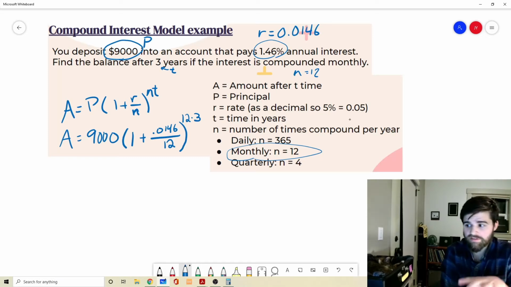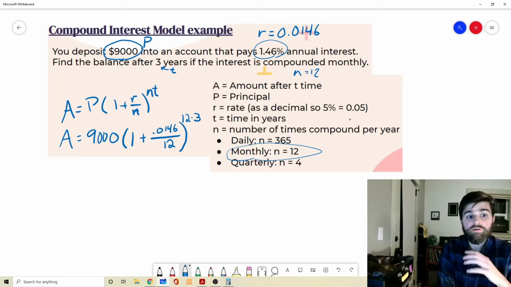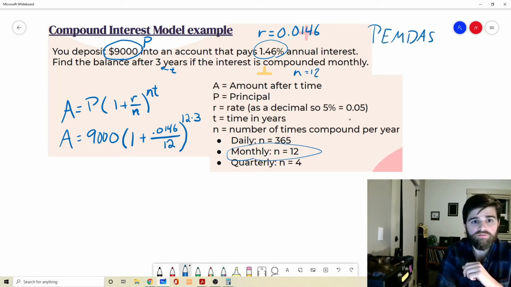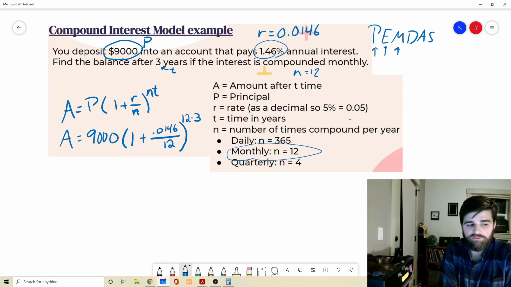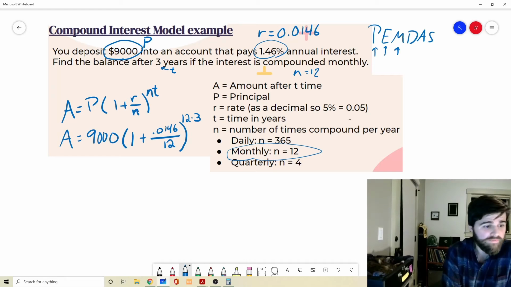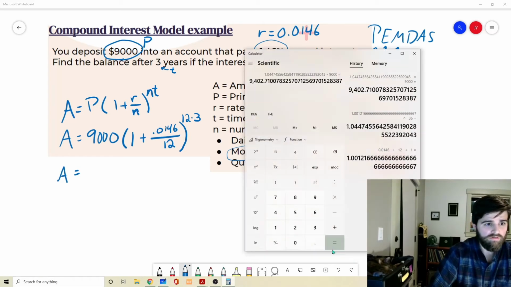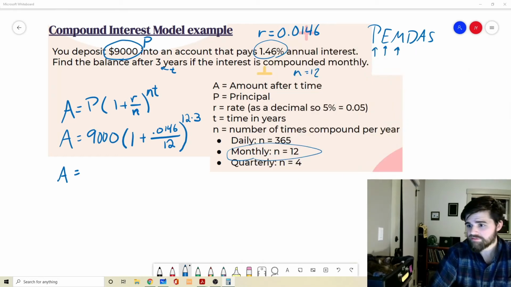Okay, so we've got everything plugged in, and now we have to do the calculations. You want to be really, really careful when you're doing these calculations because order of operations is going to be really important here. So we got to remember PEMDAS. So we want to take care of our parentheses first, then deal with the exponent, and then do the multiplication. So we're going to multiply times 9,000 at the very, very end. Okay, so we're dealing with some really small numbers. So when we're doing our calculations here, we want to make sure not to round too much.